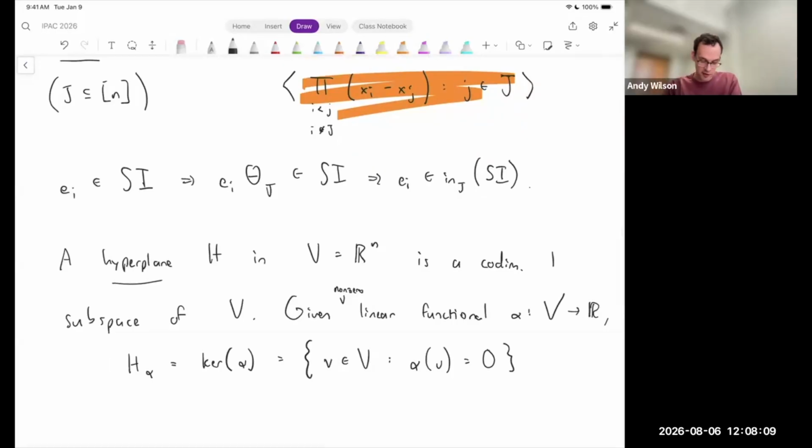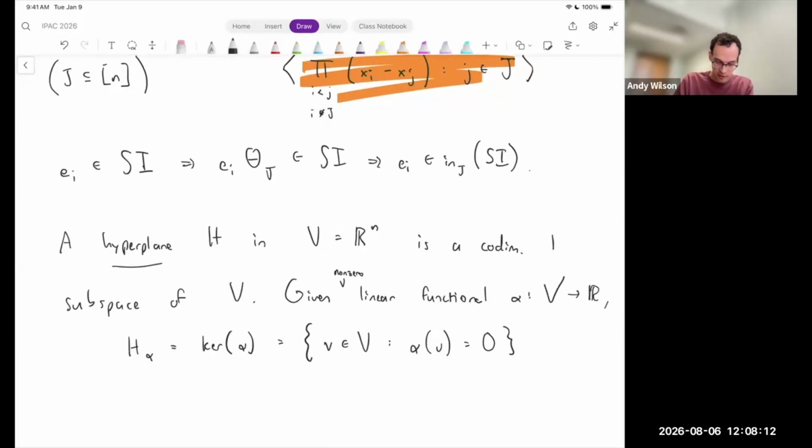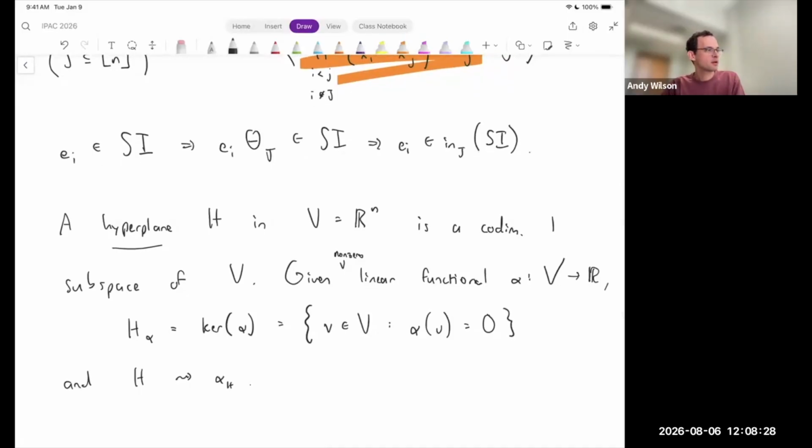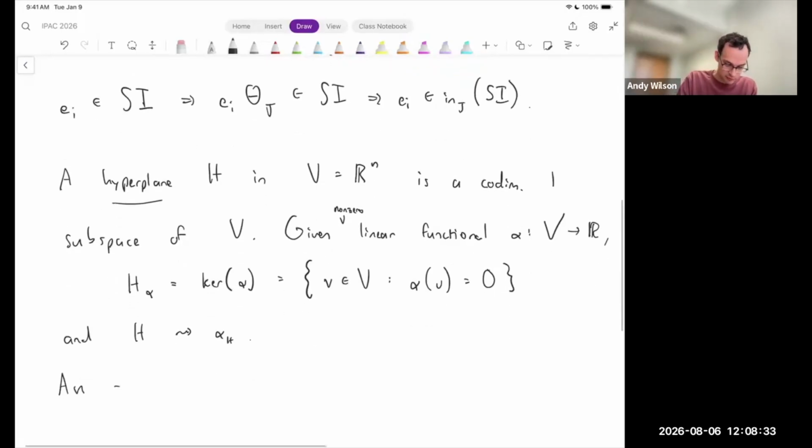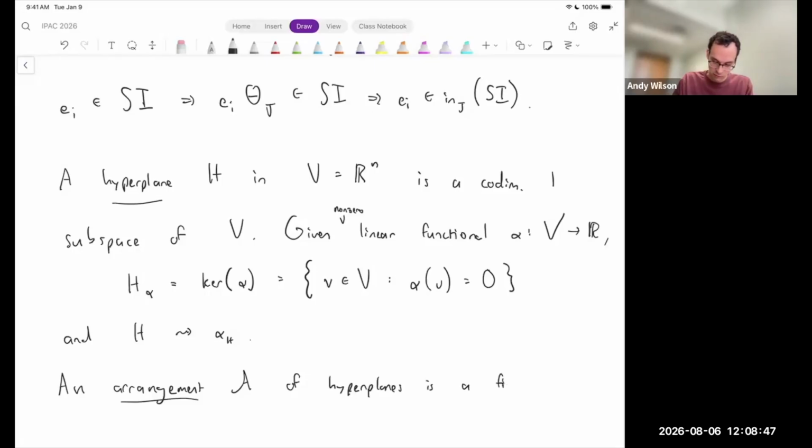So we have an associated hyperplane, and also, given a hyperplane, we can get a linear functional up to a constant multiple. I'll just use the alpha_H notation. Then we have an arrangement of hyperplanes, which I'm writing with a curly A. This is just a finite set of hyperplanes.